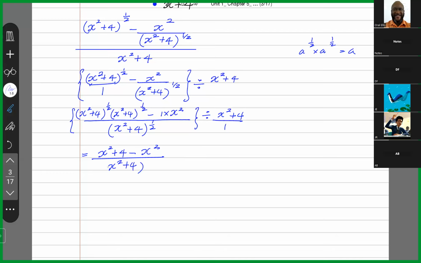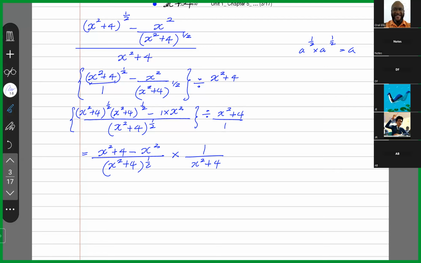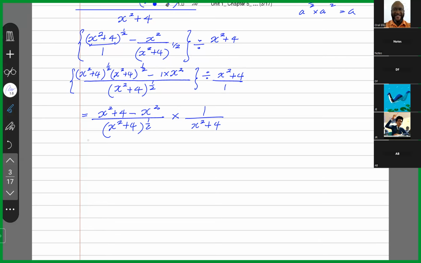Change the division sign to multiplication and invert. You get 1 over x squared plus 4. How do we divide by a fraction? We change the division sign to multiplication and invert. So what we end up with here is now what? x squared minus x squared, that goes. So we just have 4 over (x squared plus 4) raised to the half power multiplied by 1 over x squared plus 4.